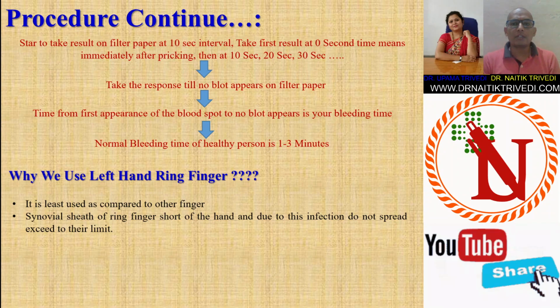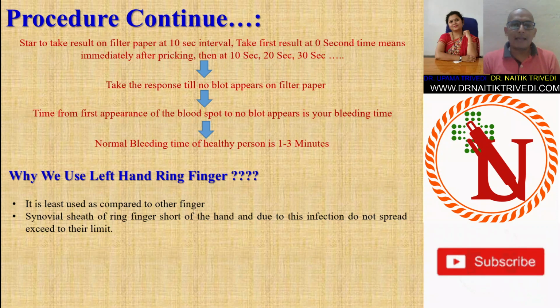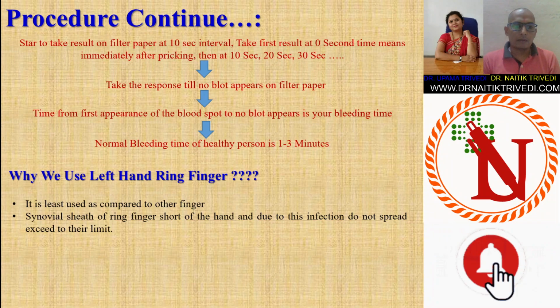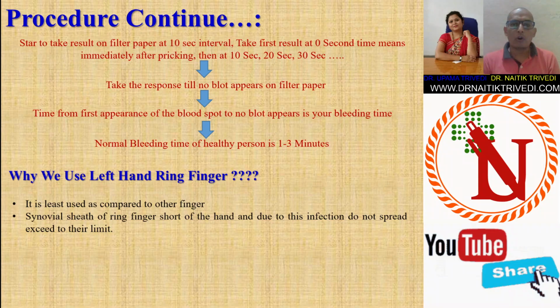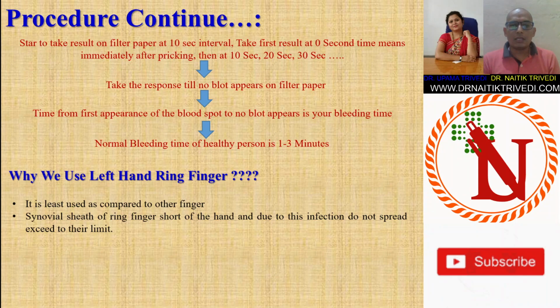Take the first result at 0 seconds, meaning immediately after the pricking. Then at 10 seconds, 20 seconds, 30 seconds, continue until no blood appears on the filter paper. Then the time from the first appearance of the blood spot to no blood appearance is your bleeding time. That means the stoppage of your bleeding. Normal bleeding time of a healthy person is 1 to 3 minutes.